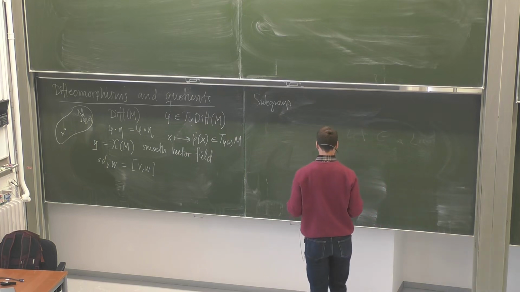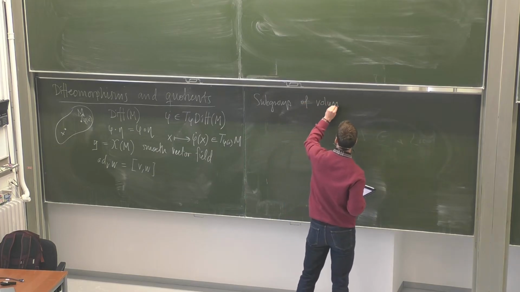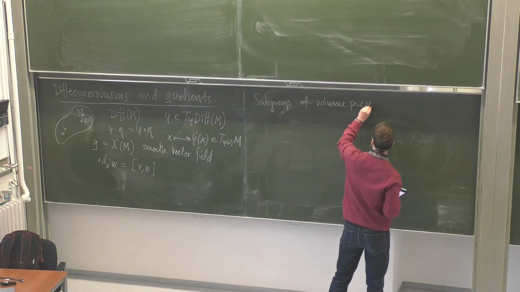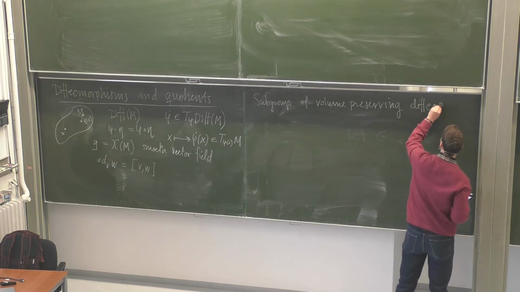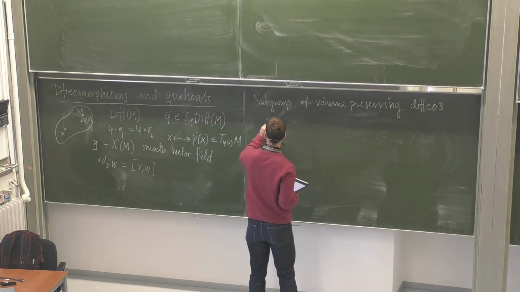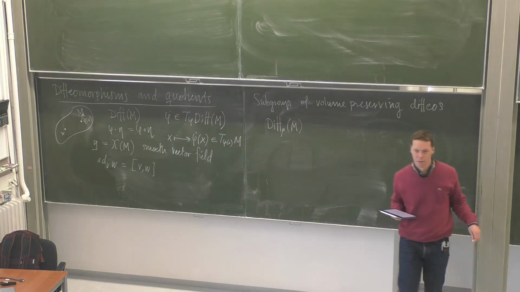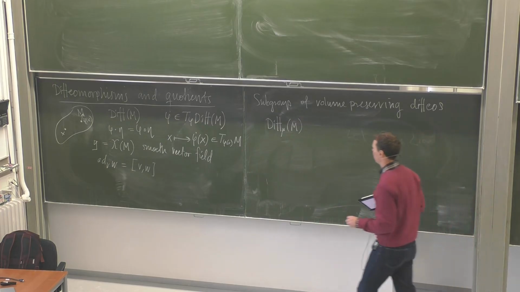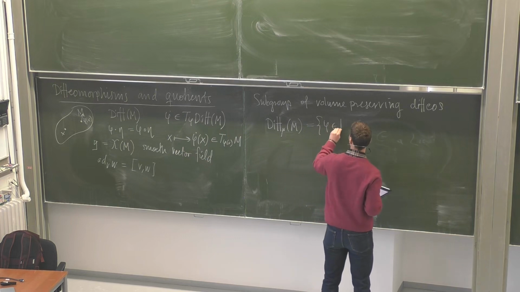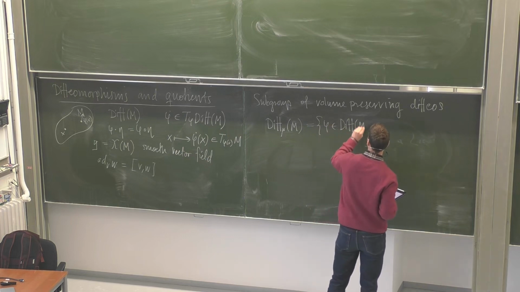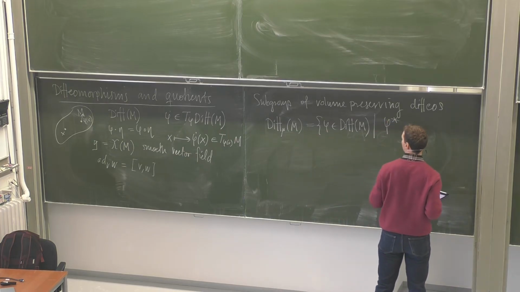This subgroup of volume preserving diffeomorphisms, Diff_mu of M. So now I kind of put some structure on the manifold, so it has a volume form. Then I look at all the diffeomorphisms that preserve this form.